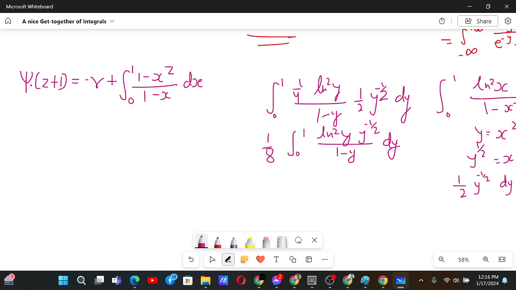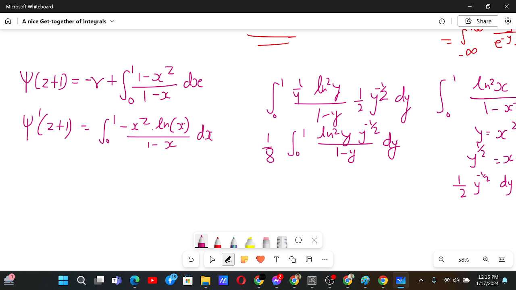So this is the definition of the digamma function. Now if we differentiate this with respect to z, this is a constant, so it goes to 0. Over here, 1 by 1 minus x is a constant, so it goes to 0, and for minus x to the power z by 1 minus x, we have minus x to the power z times ln of x by 1 minus x dx.